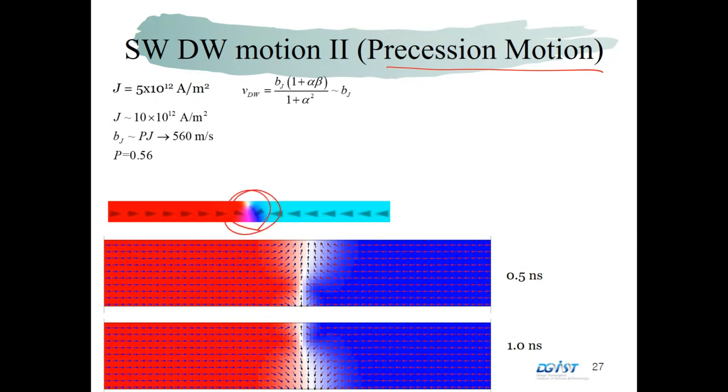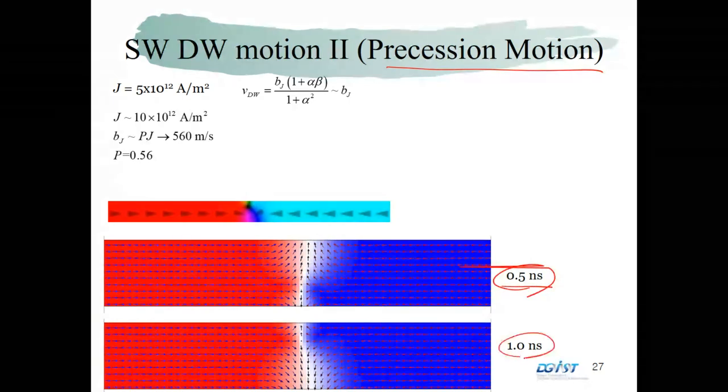See here, the color is changed, which means the direction of the magnetization is changed. And then again, this is a snapshot at 0.5 nanosec and 1 nanosec.